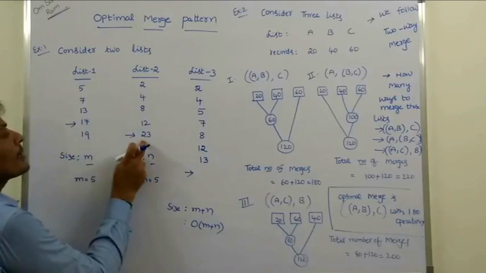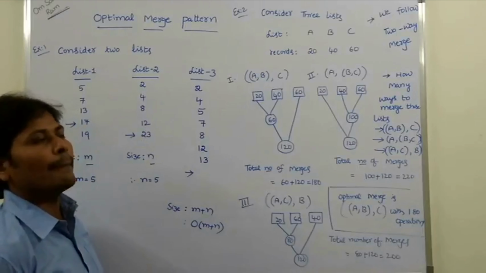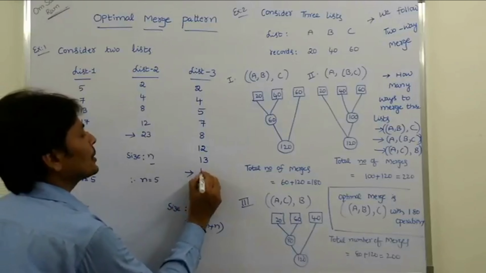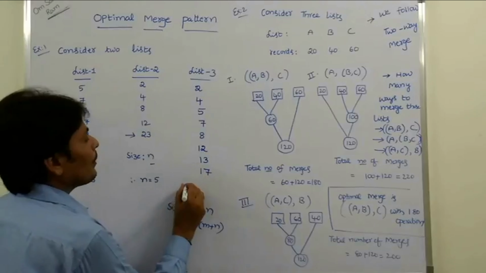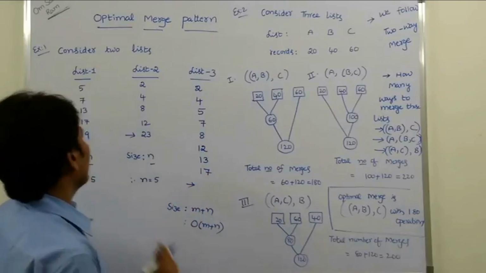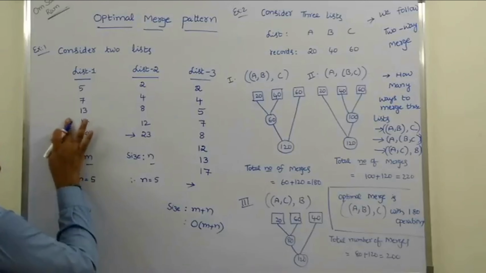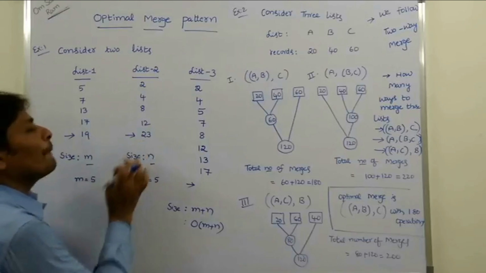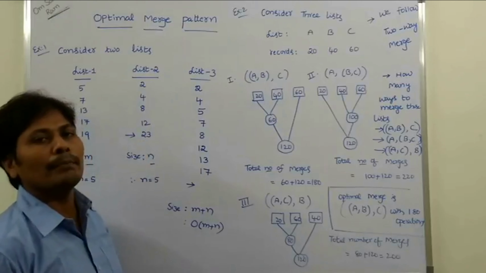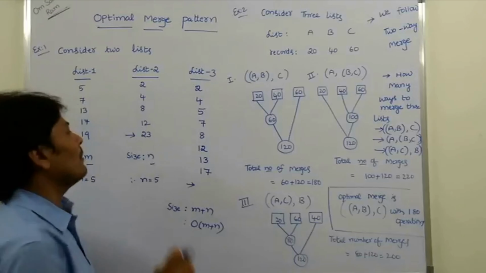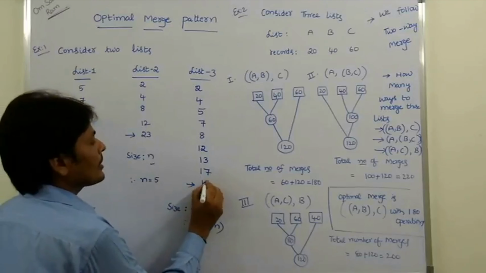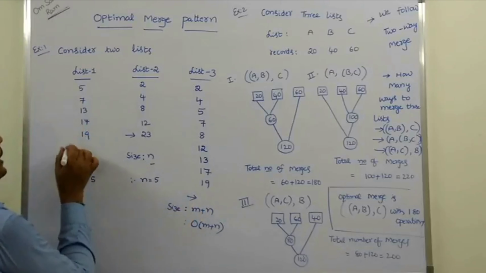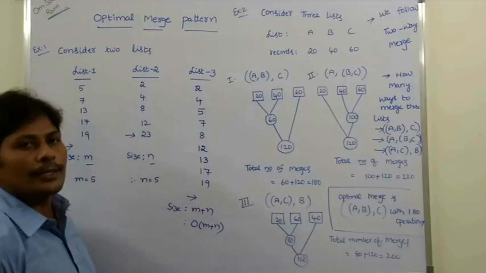Next, 17 is compared with 23. 17 is the lesser value, so the element 17 is moved to list 3, and the pointers are incremented in list 3 and list 1. Next, 19 is compared with 23. 19 is the lesser value, so the element 19 is moved to list 3, and the pointers are incremented in list 3 and list 1.